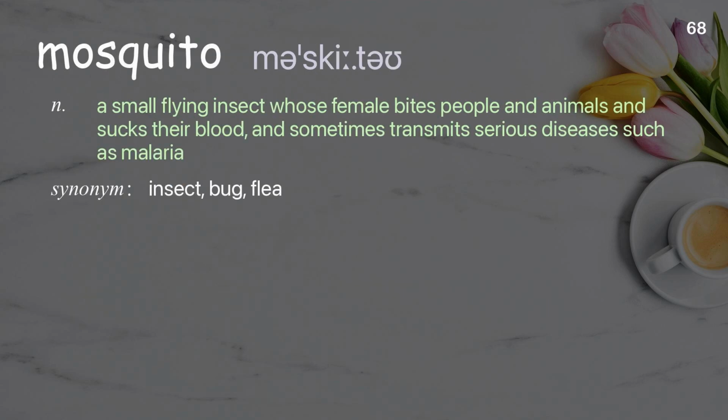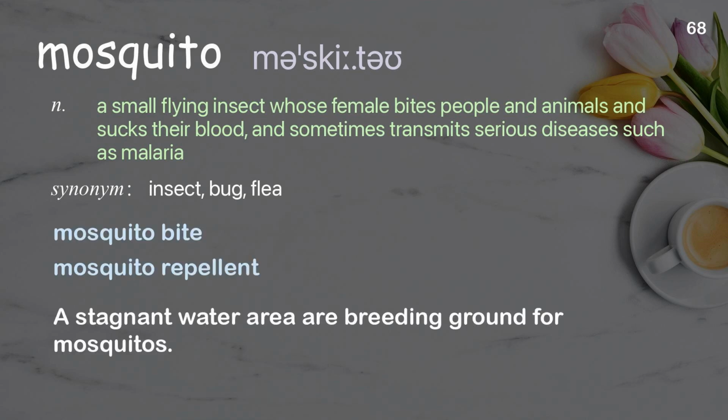Mosquito. A small flying insect whose female bites people and animals and sucks their blood, and sometimes transmits serious diseases such as malaria. Examples: Mosquito bite. Mosquito repellent. A stagnant water area is a breeding ground for mosquitoes.